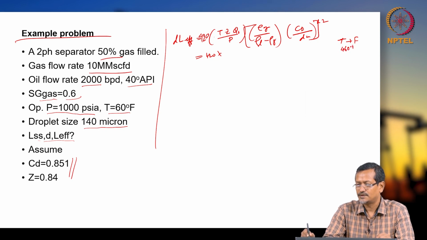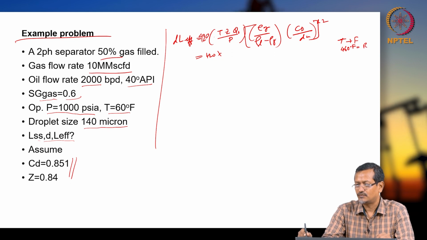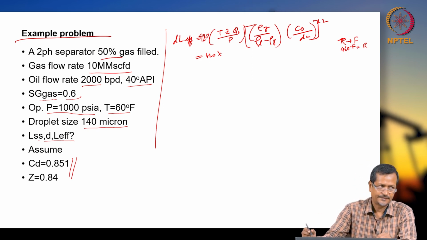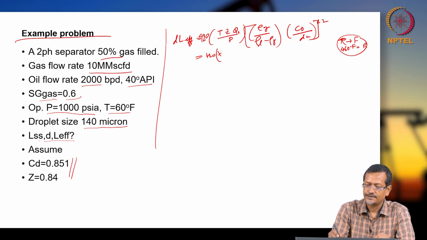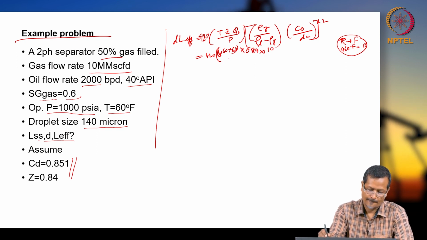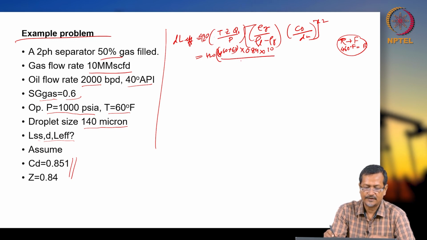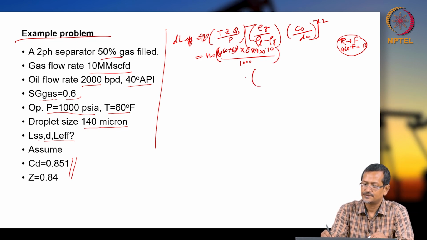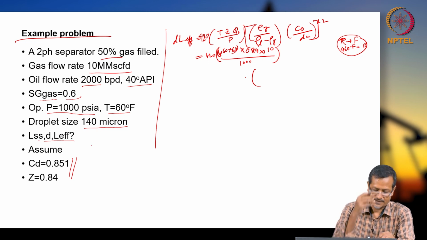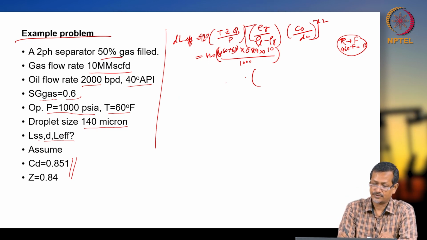Now put all the data: 420 T, actually 460 plus T in Fahrenheit converts to Rankine. So you have to add this value directly: 420 times T, meaning 460 plus 60, times the Z value I have given, 0.84. QG is already given directly as 10, and the P value is already given as 1000 psi. Next, rho G and rho L you have to calculate.